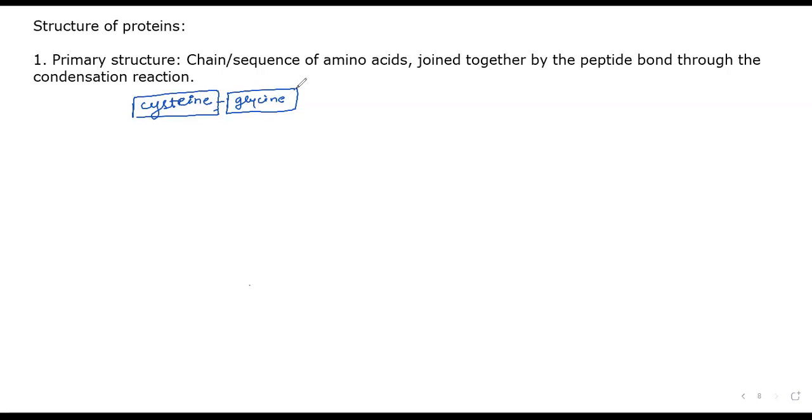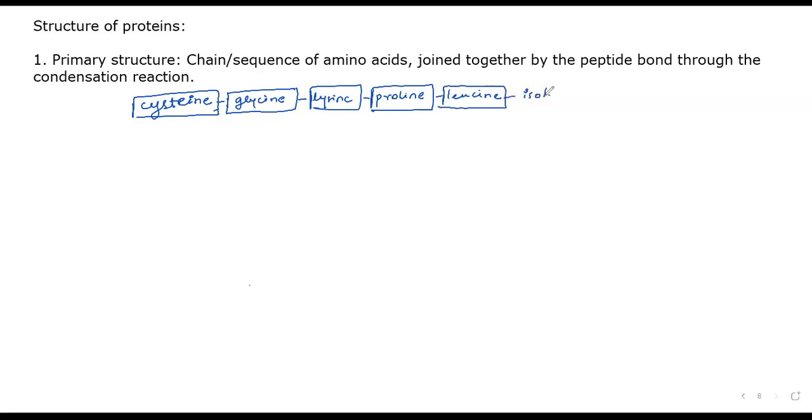So we can have, for example, cysteine. Then there is another amino acid that is known as lysine. Another one that is known as, for example, proline. We can have leucine, we can have isoleucine. So there are around 20 amino acids. If you start, you don't need to learn their names.